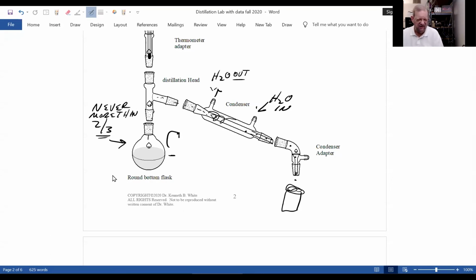The other thing, an important safety consideration, you never take the round bottom or let it go dry.